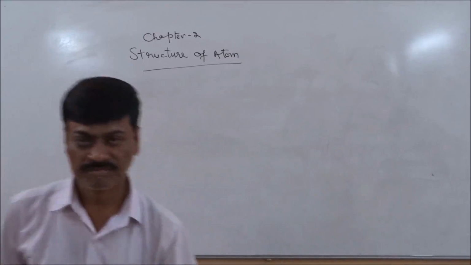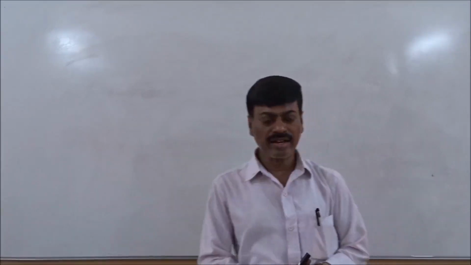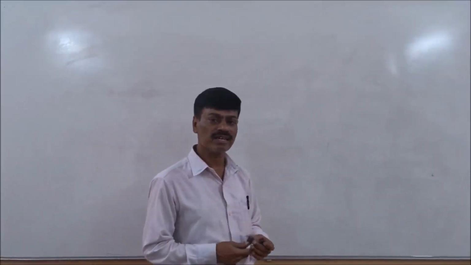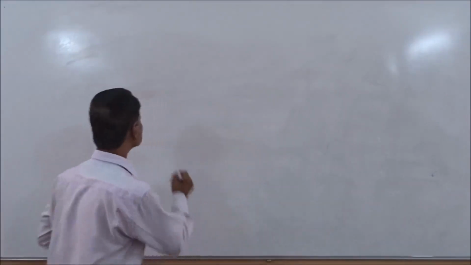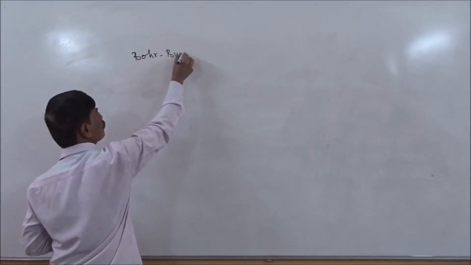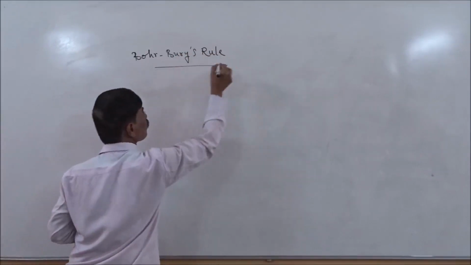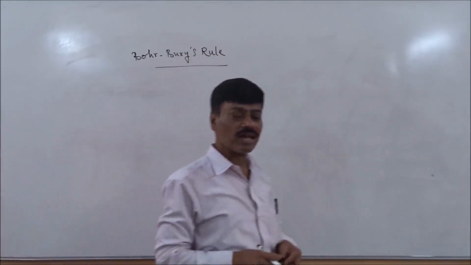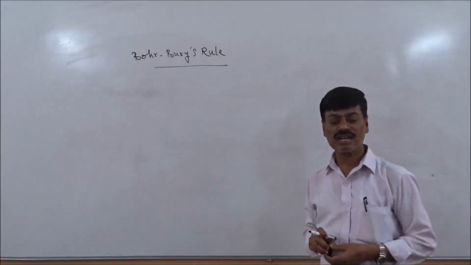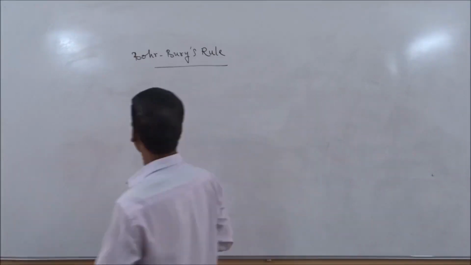Let us see the energy possessed by the subshells which belong to different main shells with the help of Bohr-Bury's rule. This rule speaks about the energy possessed by different subshells of the main shell. Now let us see examples.